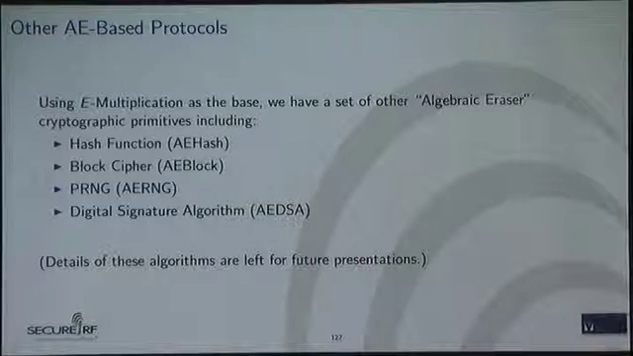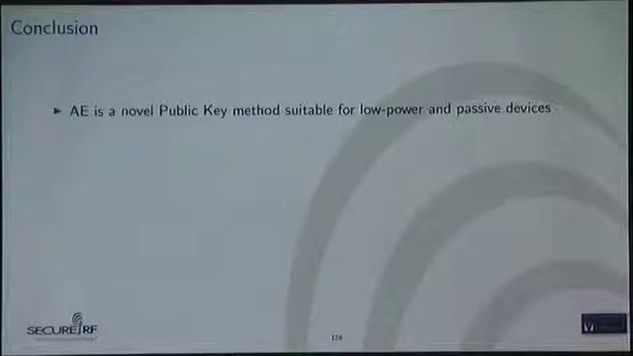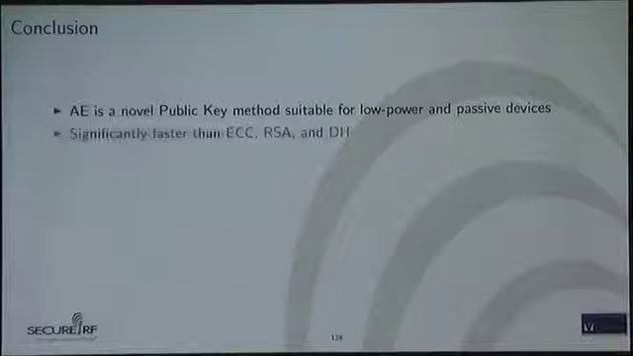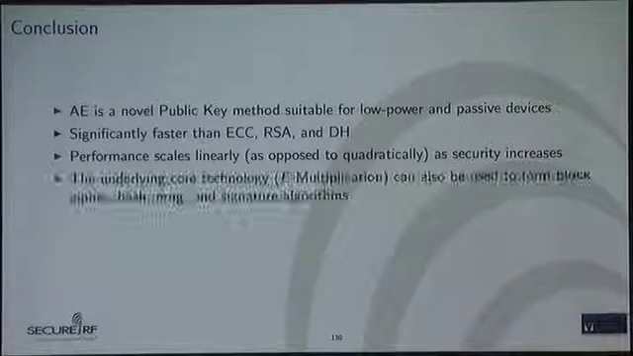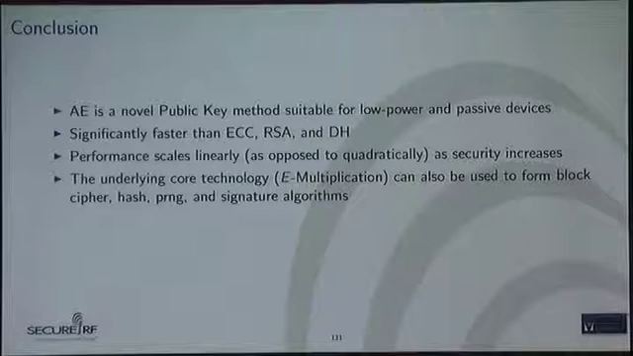So I'm not actually going to go into details of these today, just because I'm almost out of time. So I'm just going to do a quick conclusion. We think that this is a novel public key model. It solves a lot of problems for these small constrained devices. I think it's certainly, as we showed you, significantly faster than ECC, RSA, and Diffie-Hellman. It scales linearly as opposed to quadratically as you increase the security, so it makes it easier to do that. The underlying core technology can be used to form different constructs, and it's quantum resistant.